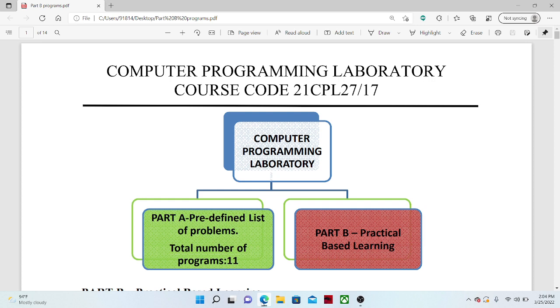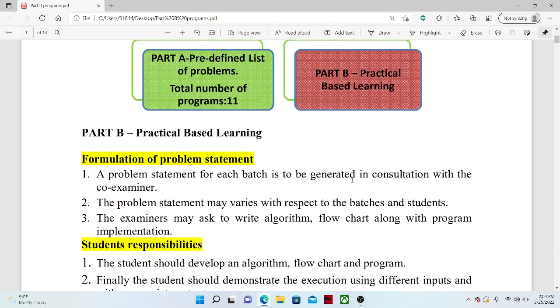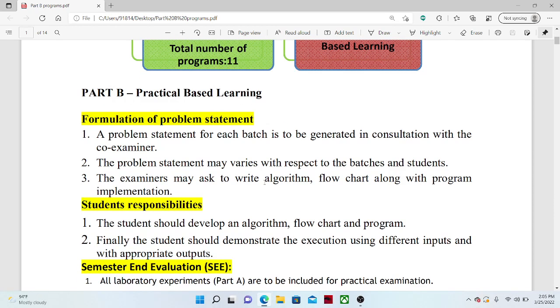The part B problem statements are formulated by the examiners. The main examiner will discuss with a co-examiner and they will formulate a problem statement for each batch, and that problem statement will be given to the student or batch for developing a program.